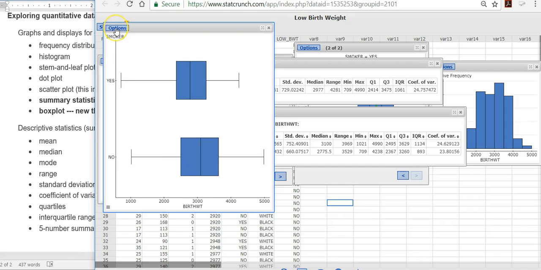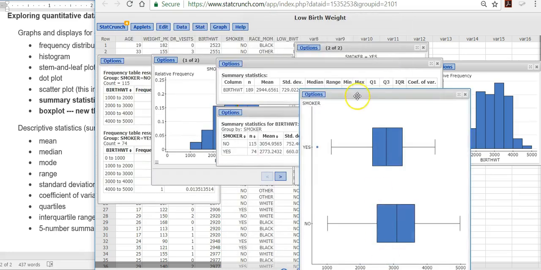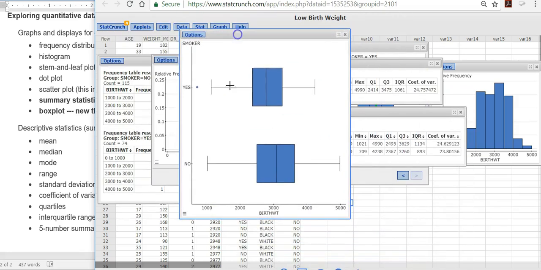Now another thing we can do with box plots is we can look for outliers or extreme values. And this measures them in a little different way than some other things that we talk about. But to do this on the graph, we have to go back and tell it to use fences to identify outliers. This gives us a little bit different picture, but it marks the ones that it would consider outliers based on the IQR.